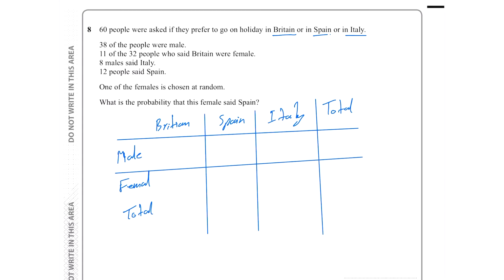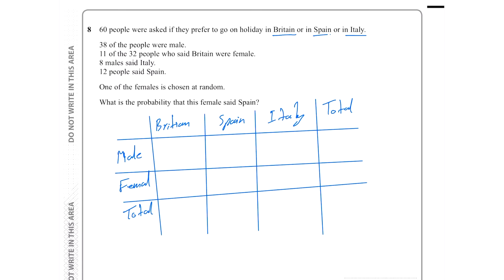And of course, you can use a pencil and a ruler to do the exact same in the exam. So we know the total amount of people because, let me just draw this final line on here that I've missed. So we know the total amount of people is 60, so we can write 60 there, that's the total. We know 38 were male, so we can go across to the male column and write 38. Then it says in this line that 11 of the 32 people who said Britain were female. So we know there's 32 that said Britain. Out of them, 11 were female.